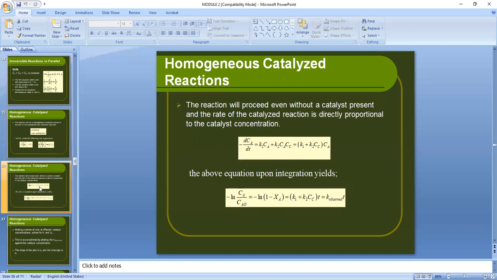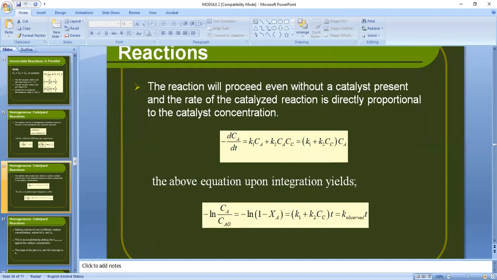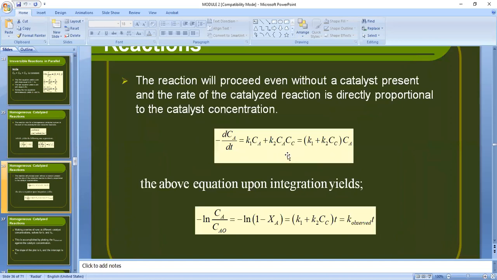Just go down. And this is how you're going to write it. So you have to get the sum of the two reactions. So you have now this one, and if you factor out the concentration of A, since it's common in the two terms here, you will have the quantity K sub 1 plus K sub 2 C sub C. Okay, and this is your C sub A in here. Then you separate variables and integrate, this will be your equation.